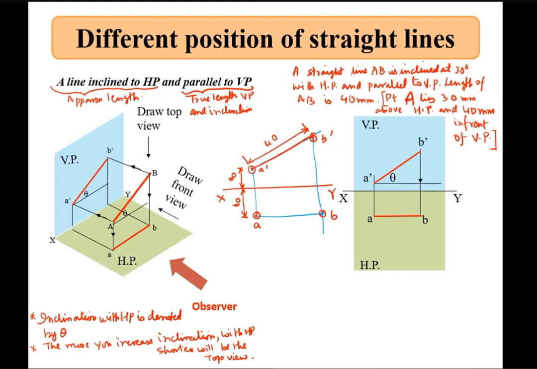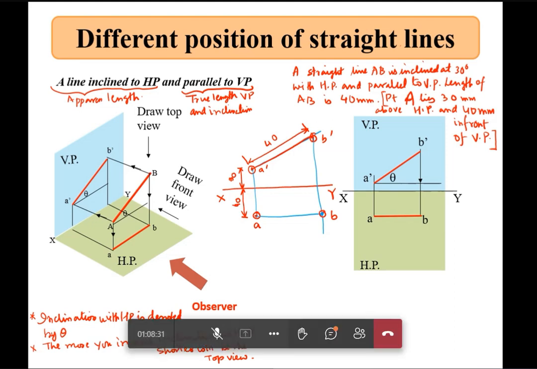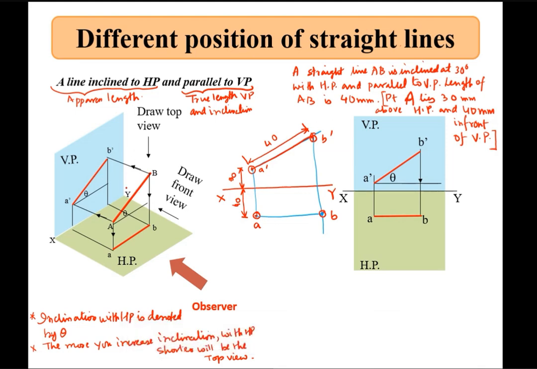Can I do that? Yes, sir. So when the straight line is inclined with HP and parallel to VP, I get the true shape on VP, right? And I will get the apparent length on HP.